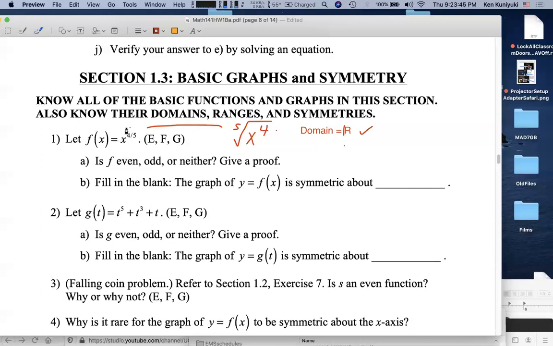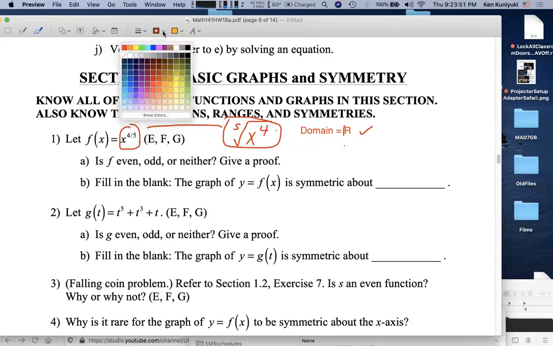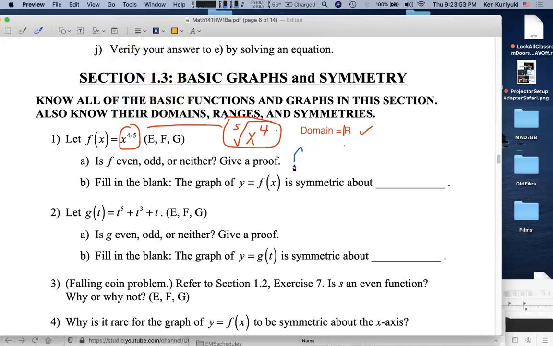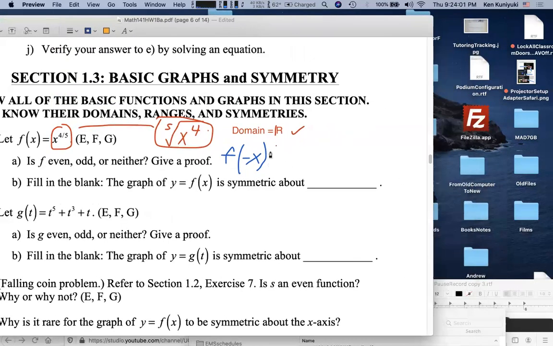So what do we do? F of x can be thought of as either this or as this. So what is it that we have to analyze? F of what? We have to analyze f of the opposite of x. Anytime you do an even odd analysis rigorously, you got to do that. So let's plug that into the radical form. The 5th root of the opposite of x to the 4th. What impact does the 4th power have on that -1 factor? What happens?